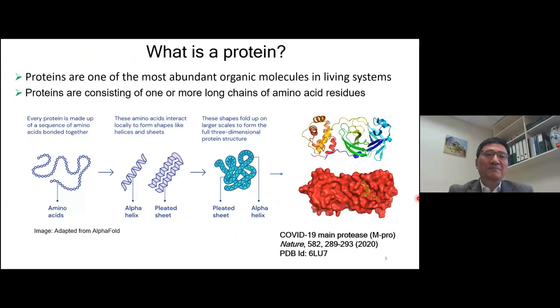Of course, we know proteins are among the most abundant organic molecules in living systems. Proteins consist of one or more long chains of amino acids. I'm sure in high school you've learned about amino acids already. It's a typical molecule with one amino group and one acid group. These amino acids assemble through condensation of the carboxyl group and the next amino group to form the amide bond, and then assemble into a biomolecule or polymer. So every protein is made up of a sequence of amino acids bonded together.